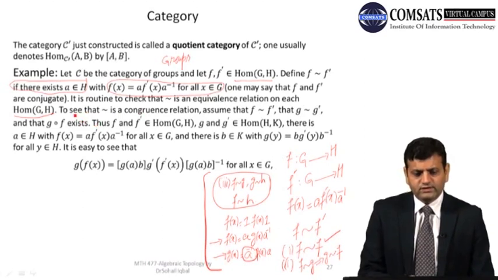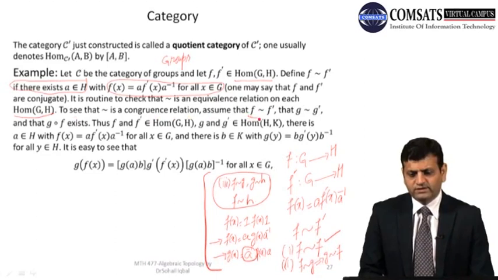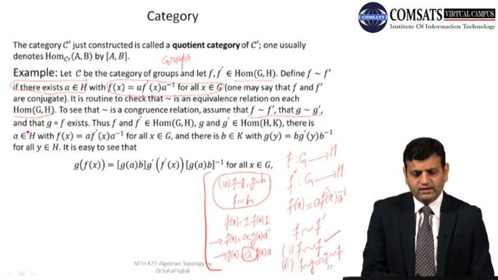Now to see that this is a congruence relation, assume that f is related to f prime and g is related to g prime, and that g circle f exists.